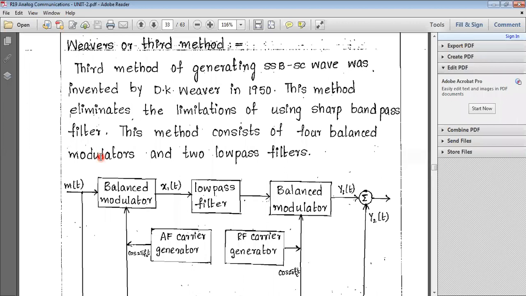Otherwise, sometimes in the exam they can mention it as SSBSC. Then you don't get confused about what SSB and SSBSC are. Both are similar. SSBSC means single sideband with suppressed carrier. Who invented this technique? D.K. Weaver. So that's why this method is called Weaver's method. In 1950, he invented this technique. What is the main advantage of this technique? This method eliminates the limitations of using sharp band pass filters.